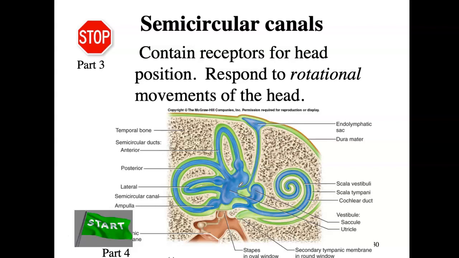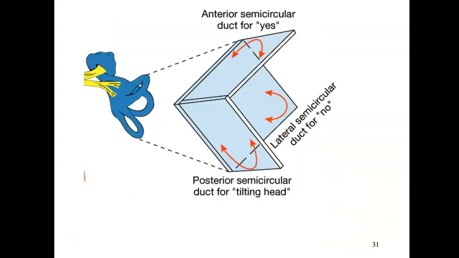So we've been talking about horizontal movement, riding in a car, or vertical movement, riding in an elevator. But what about when you spin, when you're rotating? That's going to be detected by the semicircular canals. So look at this aspect now.